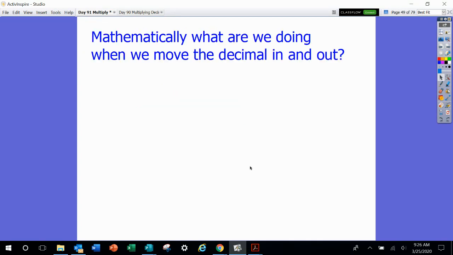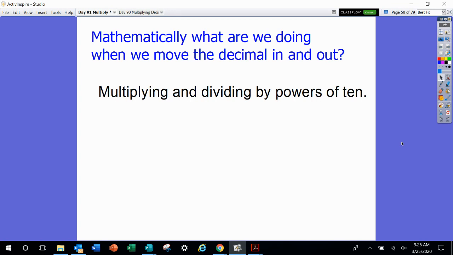Okay, mathematically, what are we doing when we move that decimal point in and out? Go ahead and answer aloud. No one's going to think you're crazy. Or, well, maybe they will. Okay, so we're multiplying and dividing by powers of 10. When I move the decimal out one place value, I'm multiplying by 10. When I move it back in one place value, I'm dividing by 10.